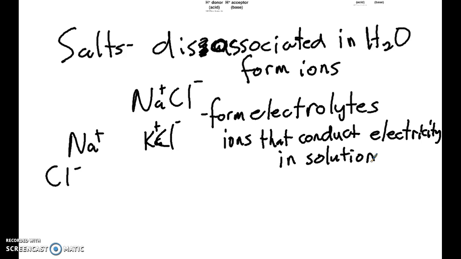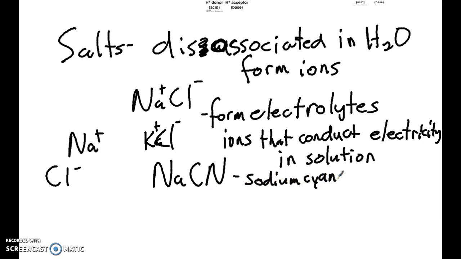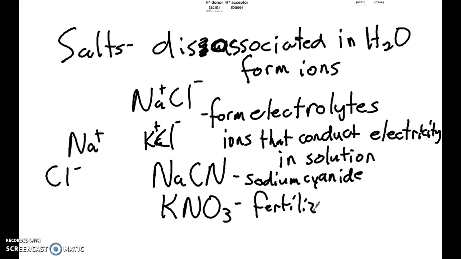All right. What are some examples of salts? We already talked about sodium chloride. That's pretty common, just for the record. NaCN, CN is cyanide, so this is sodium cyanide. You may have heard of cyanide. This is extremely poisonous, used in rat poisons and things like that. You may have KNO3. K is potassium, NO3 is nitrate, so potassium nitrate. Very important in fertilizer. It's also important in gunpowder.